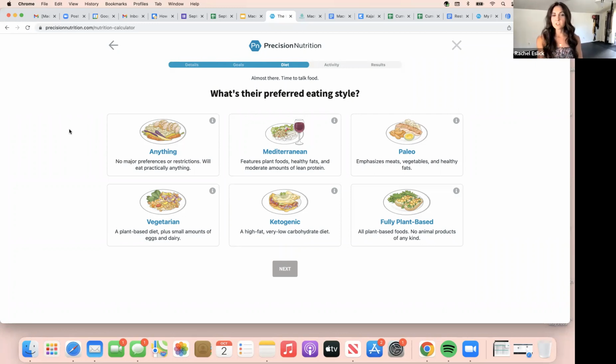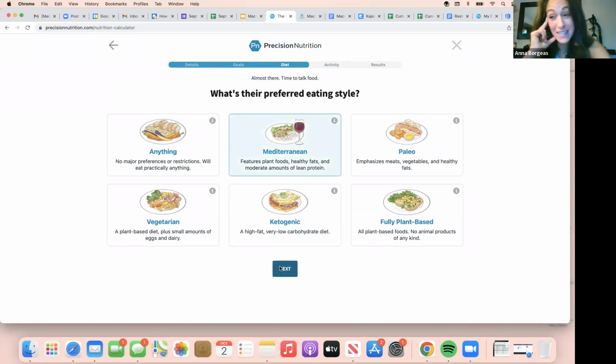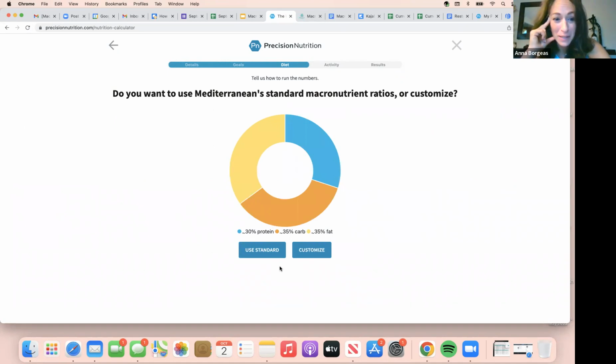So anything Mediterranean, which is going to be, and Anna knows this, but I'm just saying for anyone that doesn't, more like, well, it says it on here. I'm not going to read it. Anything Mediterranean, paleo, vegetarian, ketogenic, or fully plant-based. I would say Mediterranean for me. Because it has wine on it, huh?